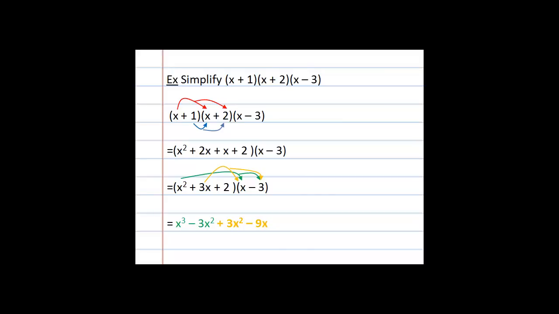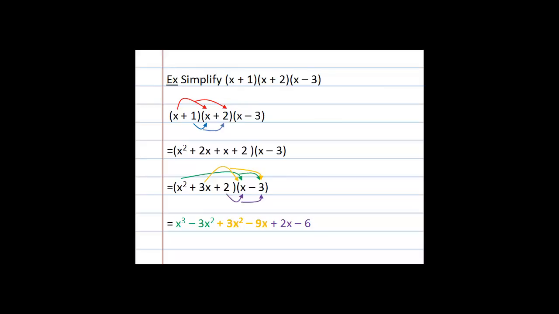Okay? So now we've multiplied the first two terms by the second bracket. I have one term left. I'm going to take that positive 2 and I'm going to multiply it by x and by negative 3. So that's going to give me 2 times x, which is plus 2x, and 2 times negative 3 is going to give me minus 6. So we've multiplied 6 different times and I end up with 6 different terms.